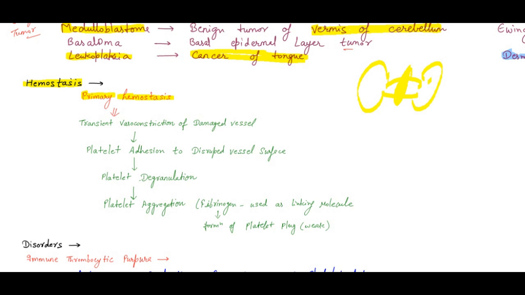We know the cause of edema in type 1 hypersensitivity. What is the cause of edema in type 1 hypersensitivity? That is increased vascular permeability. Increased vascular permeability is the cause of edema in type 1 hypersensitivity.